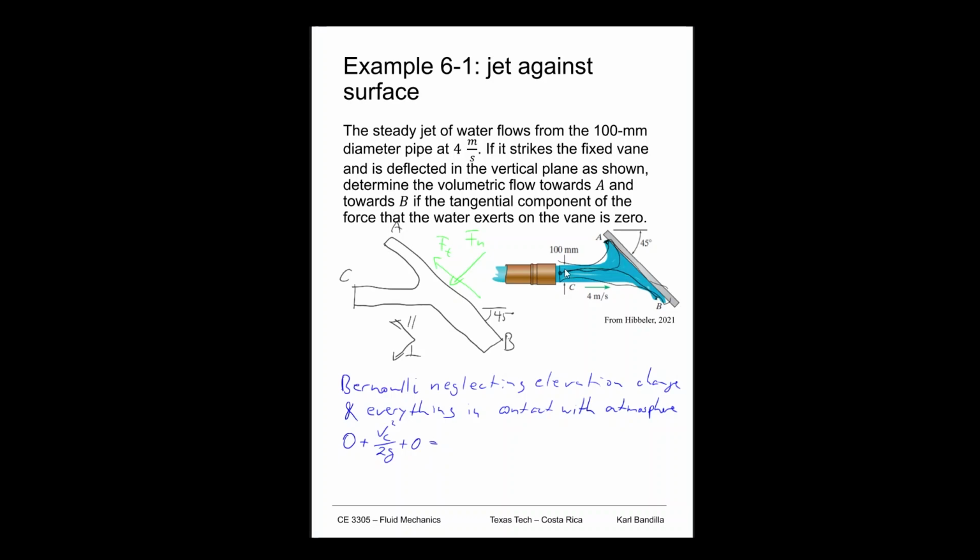And then if I go to A, which was the top one up there, right, then I can say that's the same. I'm going to say the pressure there is 0. VA squared over 2G. And then the elevation term is also 0. Now that means that I can say VC squared is equal to VA squared, right? Because I can just multiply by 2G, which of course means that VC is equal to VA.